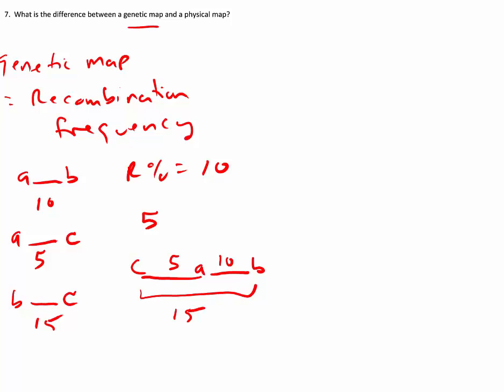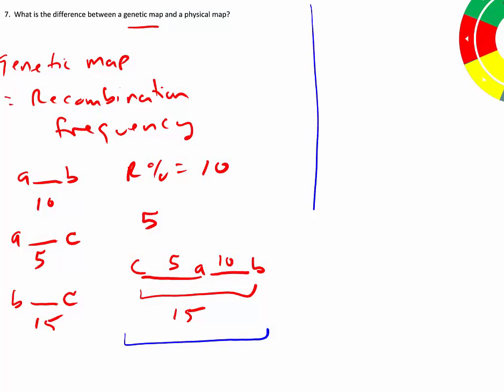Don't worry if you don't get exactly how I came up with those maps right now. We'll do some problems like that, but I'm just showing you that's what we mean by a map. We just mean the relative positions of these genes relative to each other, and that's all based on recombination frequency. So it's more about how you actually figured it out than anything else. So that's what a recombination map is.